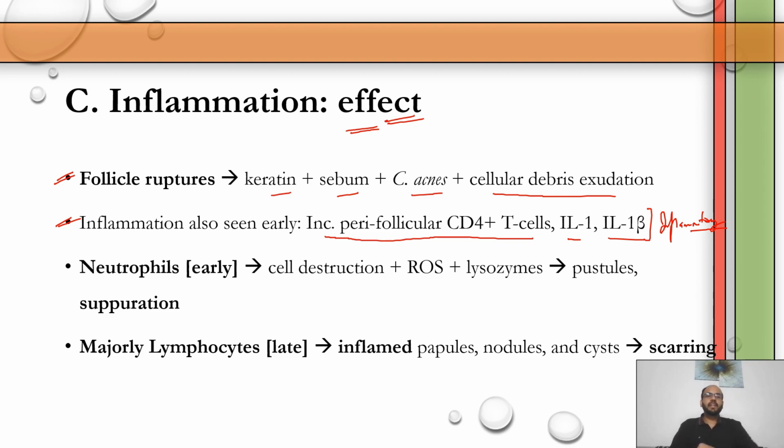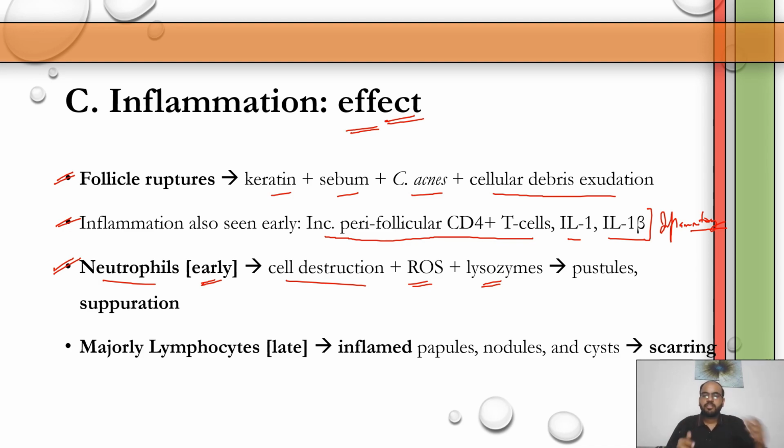Okay. So when the inflammation happens, the first cell to arrive is neutrophils. Like anywhere else you have inflammation, you have neutrophils. Now, early migration of neutrophils is responsible for destruction of the corneocytes, and for the reactive oxygen species and lysozymes which neutrophils release. So neutrophils are responsible for cellular destruction, reactive oxygen species, and lysozymes.